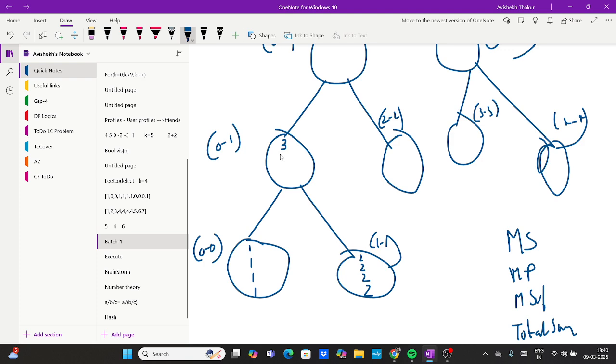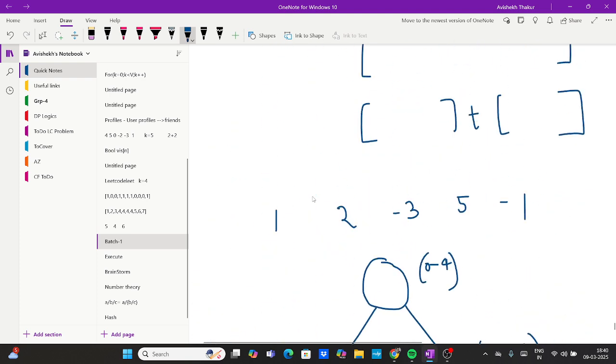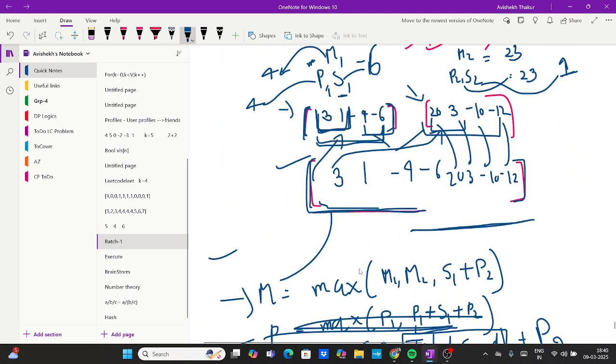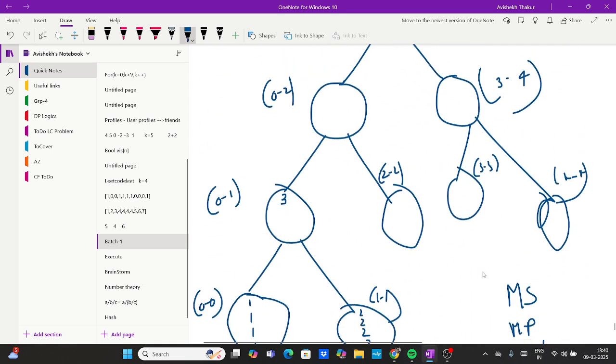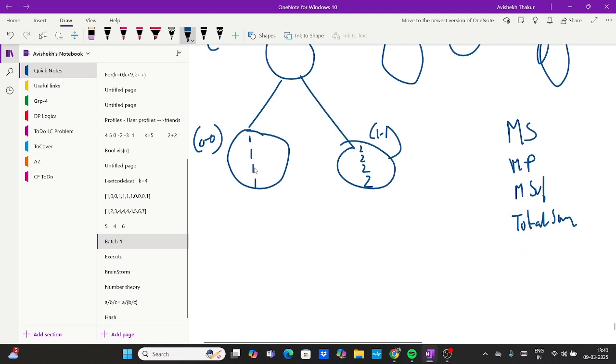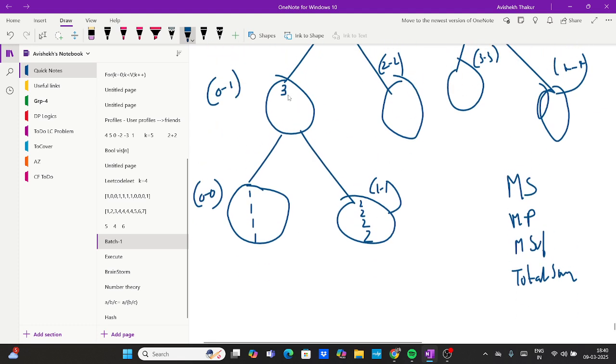Bro, we should take max of both or sum, right? This is the formula: M1 comma M2 comma S1 plus P1. So what is S1 of this one? 1. What is P1? 2. So 1 plus 2 is 3. So 1 comma 2 comma 3, max is 3.